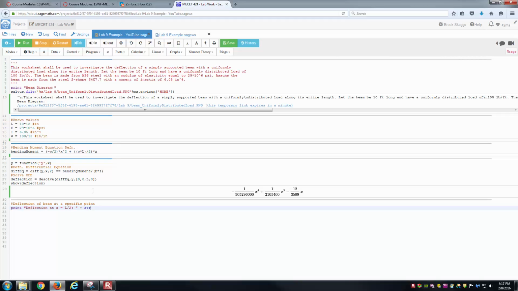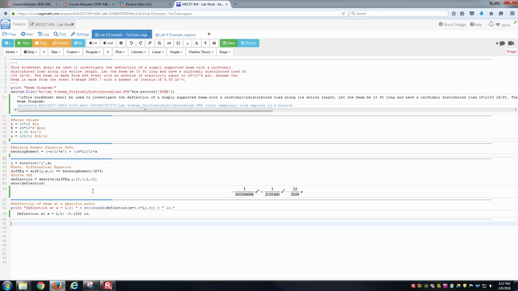I'll say plus string round, and we want deflection. Let's in parentheses x equals 0.25, not 0.25, 0.5 times L. And that just specifies the x value, and then we'll round that to 4 decimal places. I'll put a string here and say inches as well.